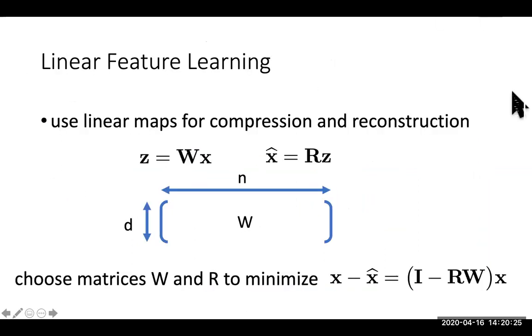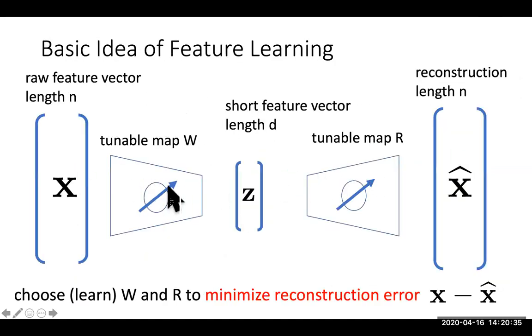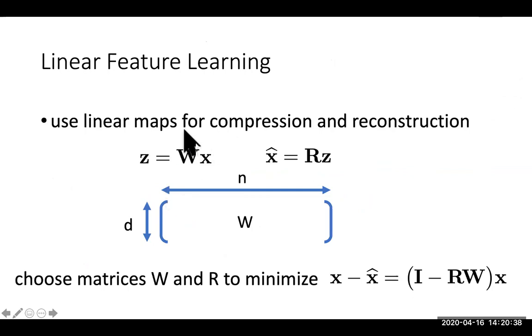Okay, so one class of feature learning methods restricts the maps, the compression map and the reconstruction map, to linear functions. So we want to use only linear maps because we can handle them easily. In MATLAB, you can quite efficiently compute matrices with vectors. So that's why it might be a useful choice to focus only on linear maps.